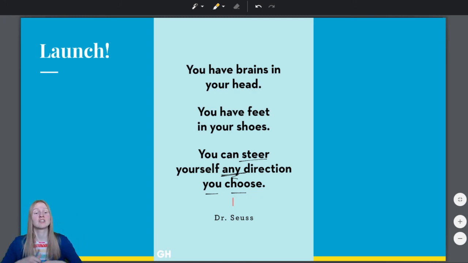But you get to decide, am I going to overcome these obstacles, or am I going to let them define me? Am I going to push through when things get hard? Or am I going to give up? That you decide. No one else gets to decide that for you. You do. So, you have brains in your head, and you have feet in your shoes. What direction will you choose to steer yourself in? That is my launch for you today.